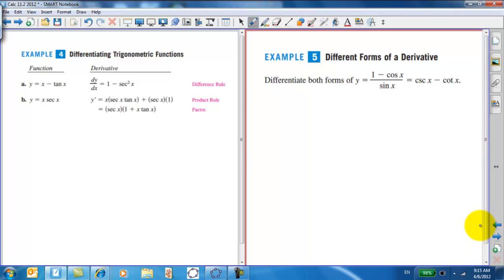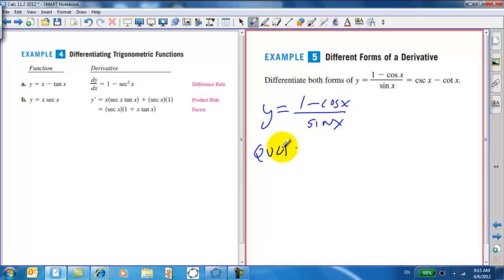Now, different forms of the derivative. We're going to take the derivative in both these forms. We should get the same answer, but it might look a little different here. If we look at 1 minus cosine x over sine of x and just leave it like that, now we have to use the quotient rule.